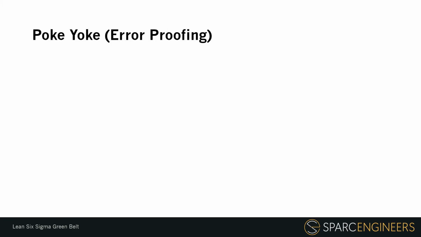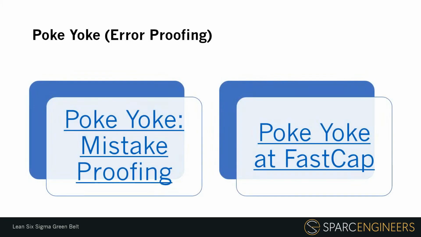Poka-yoke, error proofing. Now let's shift into poka-yoke. Poka-yoke is a Japanese term commonly translated as mistake proofing or error proofing. The idea is to design a process so it is difficult or impossible to make an error, or so the error is detected immediately before it moves forward. Poka-yoke is powerful because it recognizes that people make mistakes. Instead of blaming people for human error, we design the process to help prevent errors.